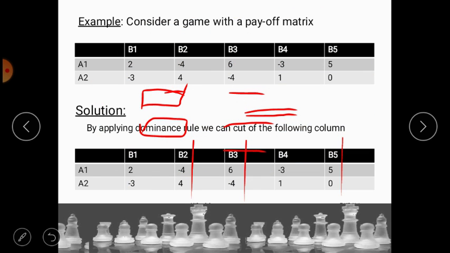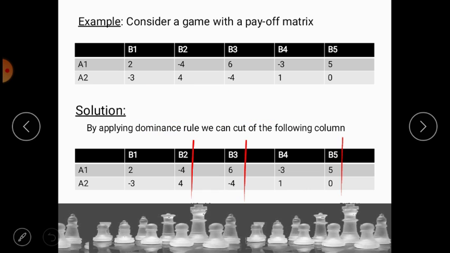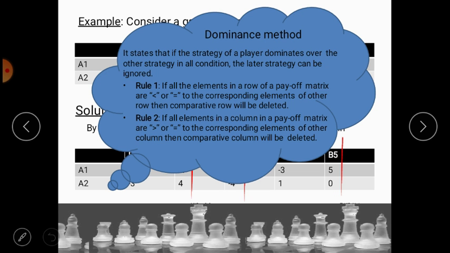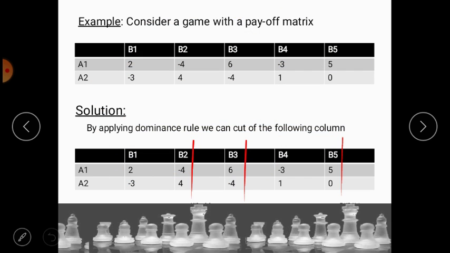So let's move on. Let me clear this off so that it is clear to you. Now the solution. Like we discussed, this is the dominance rule. For rule 1, the row with elements less than or equal to will be deleted, and rule 2 says the column in the payoff matrix with elements greater than or equal to will be deleted. So let's see how it is done.